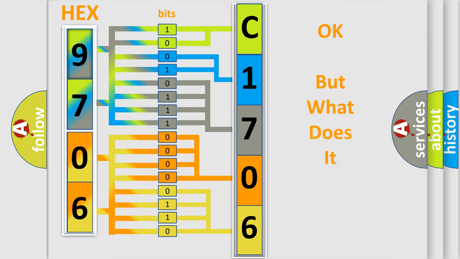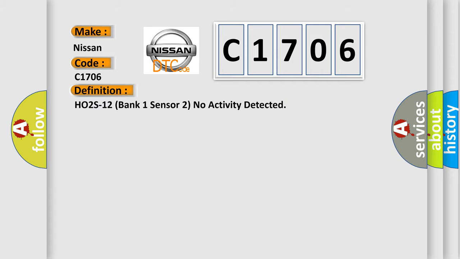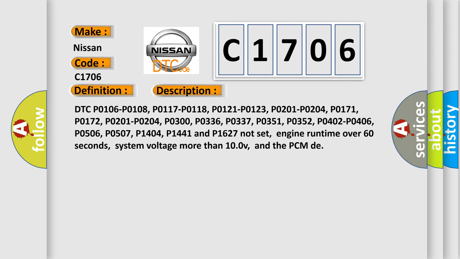The number itself does not make sense to us if we cannot assign information to what it actually expresses. So, what does the Diagnostic Trouble Code C1706 interpret specifically for Nissan car manufacturers? The basic definition is HO2S12 bank 1 sensor 2 no activity detected. And now this is a short description of this DTC code.